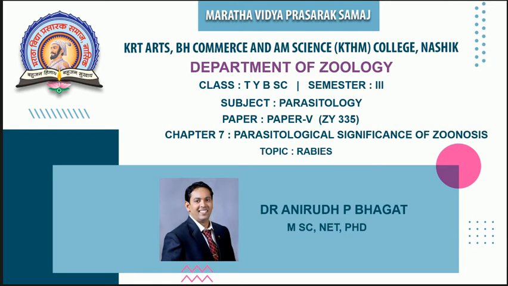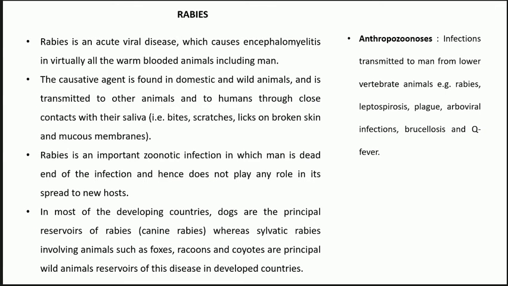So now we will be starting with the next part of the same chapter, that is the rabies example. Now you have the idea of zoonosis. You should know what happens in zoonosis, and what is the reason for zoonosis. So we will take the example of rabies. I have already talked about the classification last time.